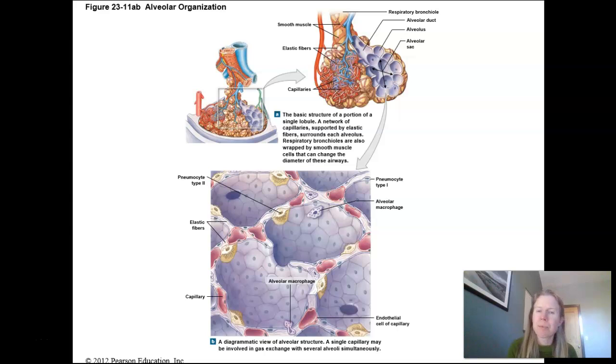Because that's the role. We do have a couple cells that are a little different. So here we see this cell. This is called a pneumocyte type 2. And type 2 pneumocytes are important as well, though way less numerous.